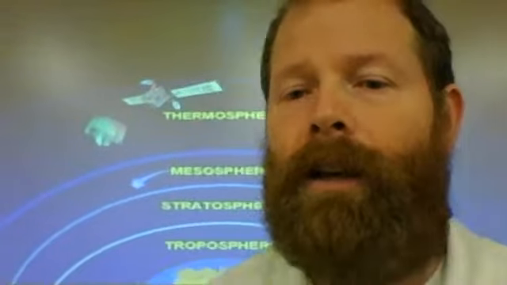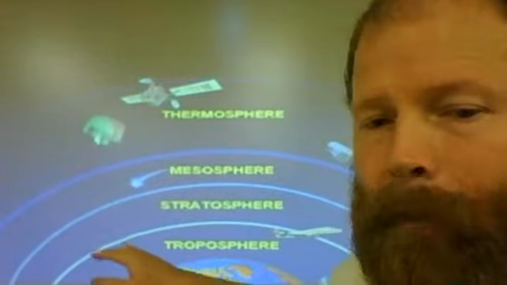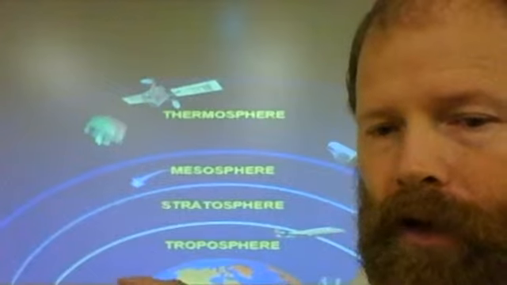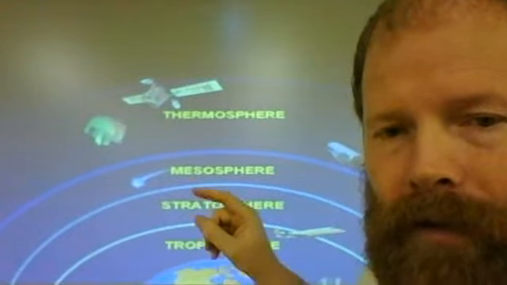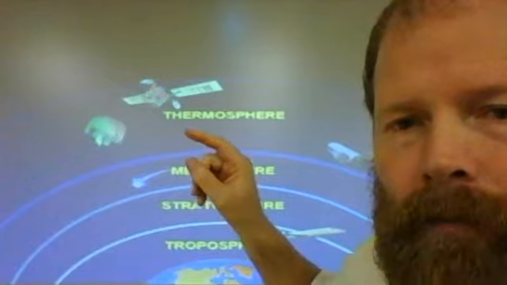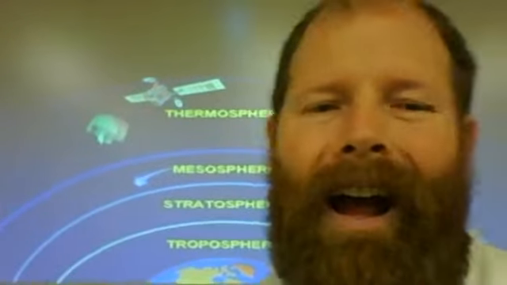As you can see in the diagram here, we've got the troposphere, which is closest to the Earth. We have the stratosphere, which comes next, followed by the mesosphere and the thermosphere. So how do we know where these layers begin and end? Are they different colors? What's going on?